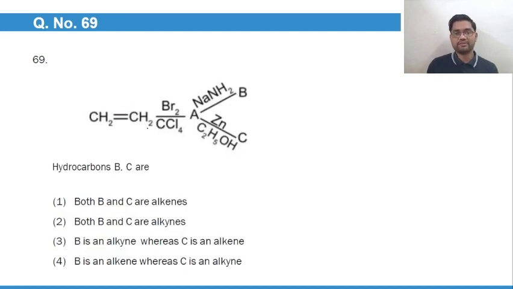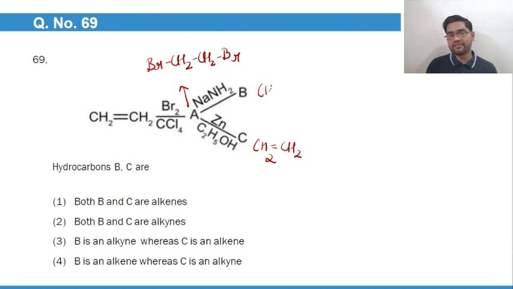69. CH2=CH2 gives you A. The ethene reacts with bromine in the presence of CCl4. That means bromine undergoes anti-addition. Then zinc in alcohol, that means a reducing agent, so CH2=CH2 is formed again. NaNH2 is a strong base. It will give you CH≡CH. So B is ethyne and C is ethene. B is an alkyne, yes. C is an alkene, yes. Option number 3 is the best answer.